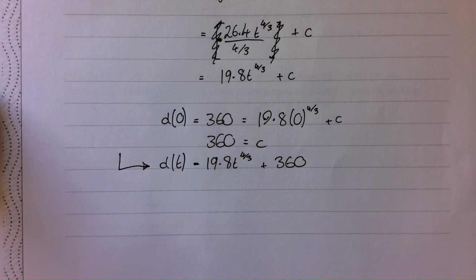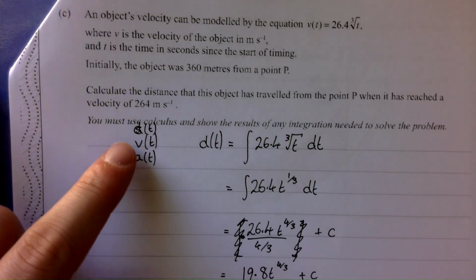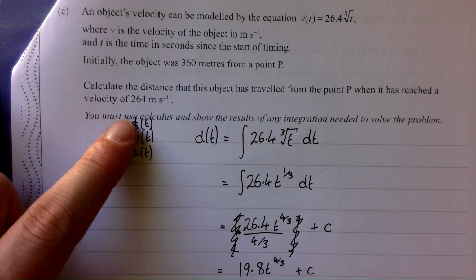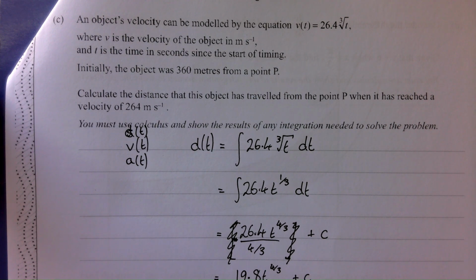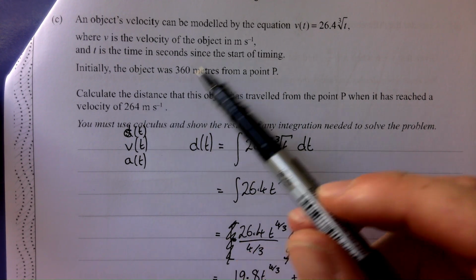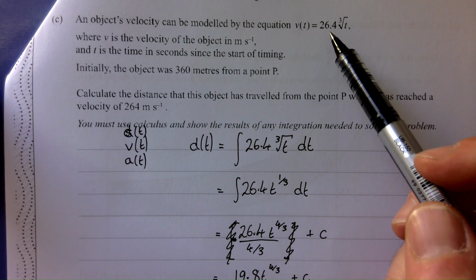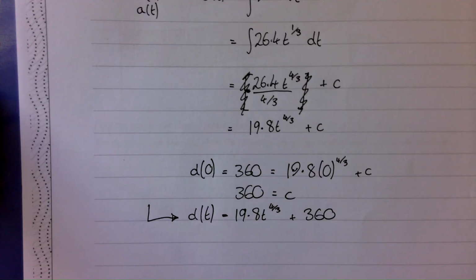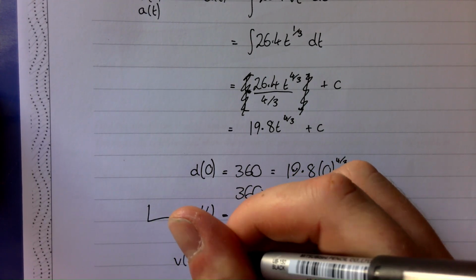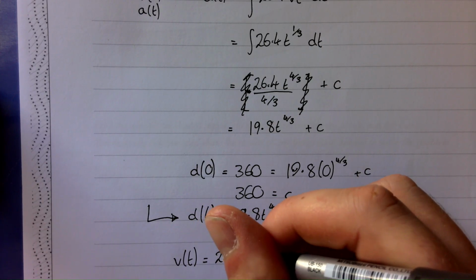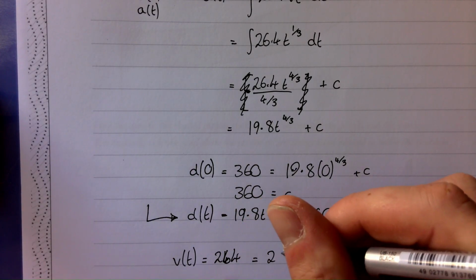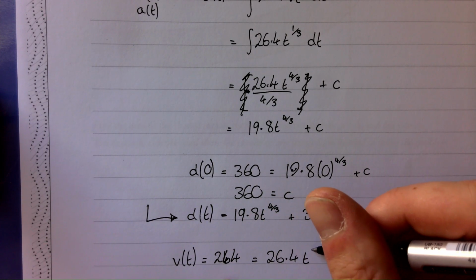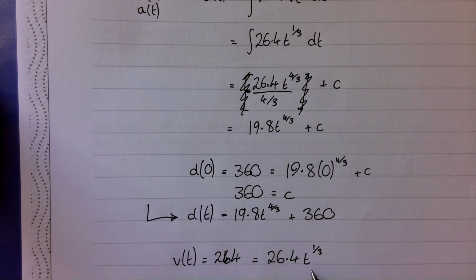Now, this is our expression for distance. We are told to calculate the distance travelled from the point P when it's at a velocity of 264. So now we've got our expression for distance. We can find out at what time this velocity occurs by using our original expression for velocity. V(t) is equal to 264, therefore equals 26.4 times t to the power of a third.